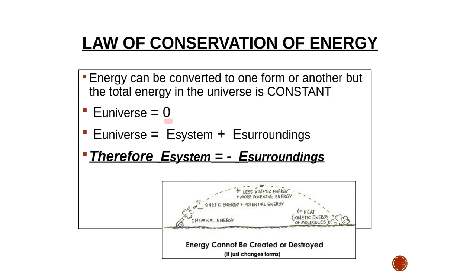And we know now that everything in the universe is made up of the system itself, so the physical or chemical or nuclear change, plus the surroundings that surround the system. And if the energy of the universe is equal to zero, then we can rearrange this formula and bring the system to the opposite side of the equal sign. Whatever the energy of our system is should be equal to the energy of the surroundings, with a negative sign applied. So if the system is releasing energy, then the surroundings is absorbing it, and vice versa.